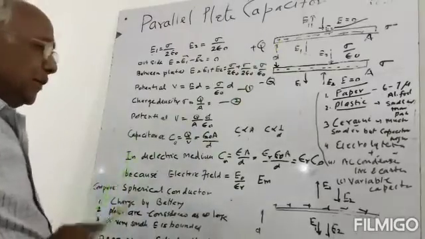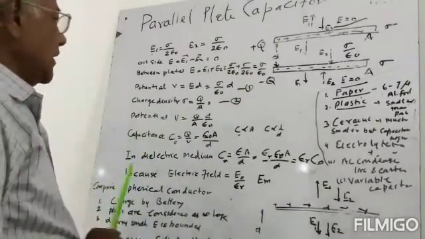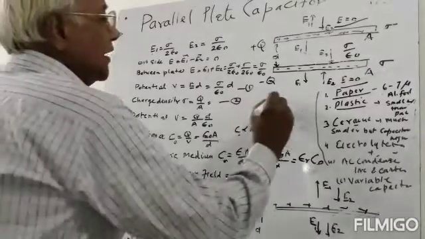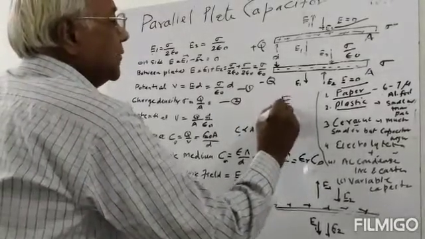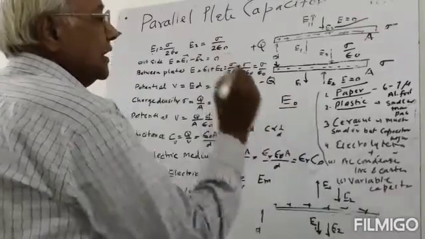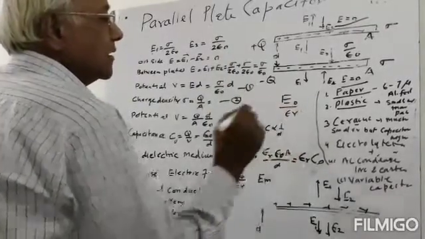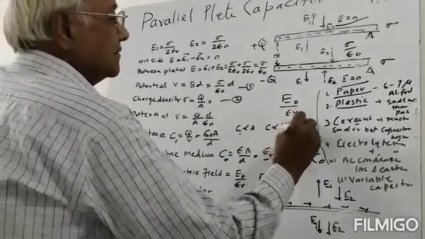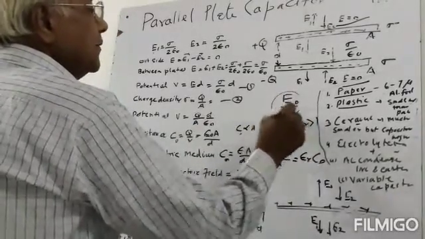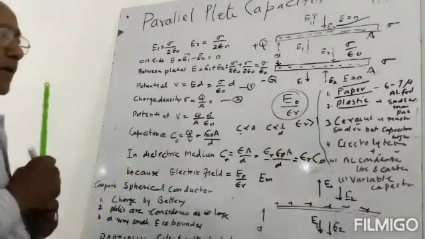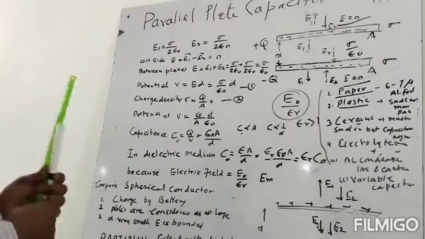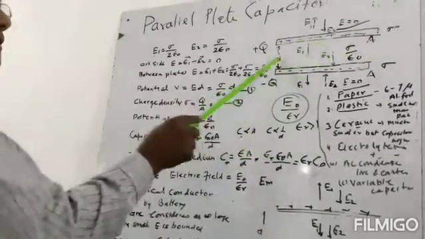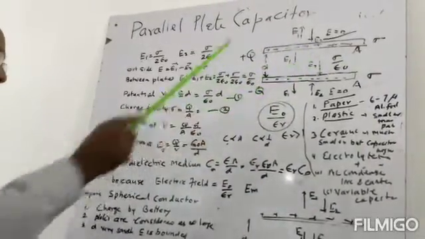If instead of air or vacuum we put a dielectric here, then the electrical field will be reduced. The electrical field in this case will be equal to E0 divided by epsilon R. Epsilon R is always greater than 1. So the electrical field will be reduced by placing the dielectric instead of air.